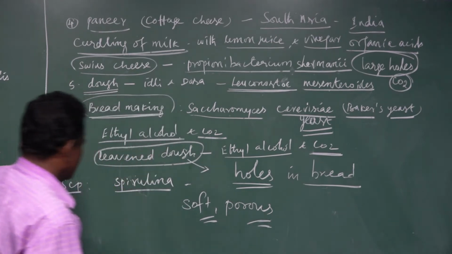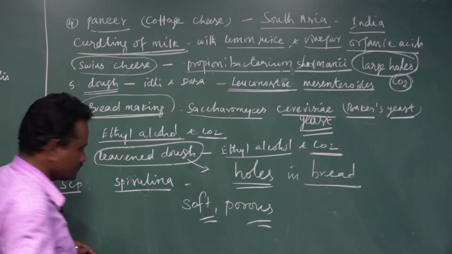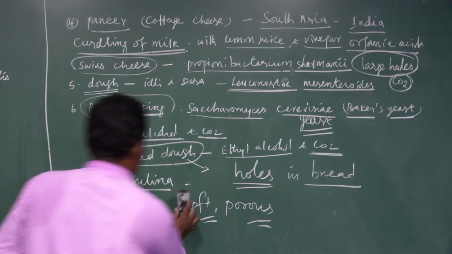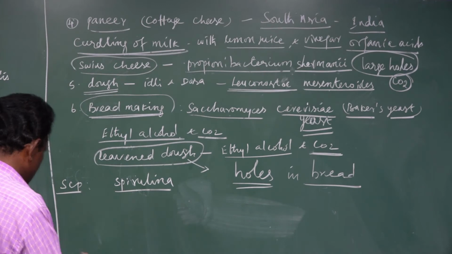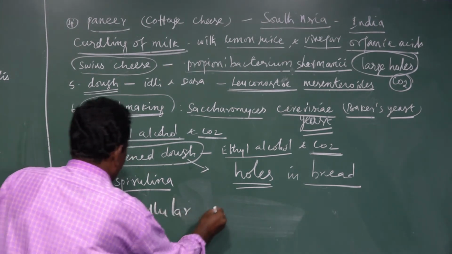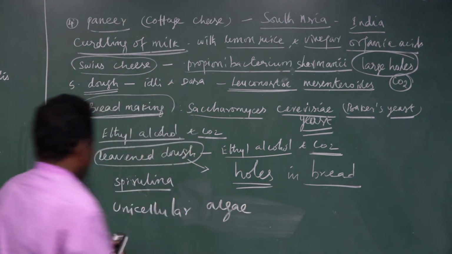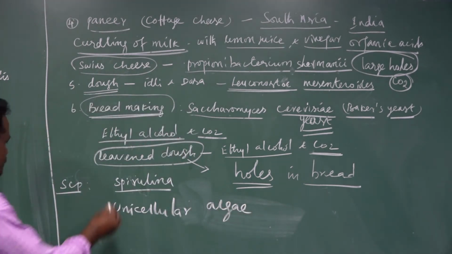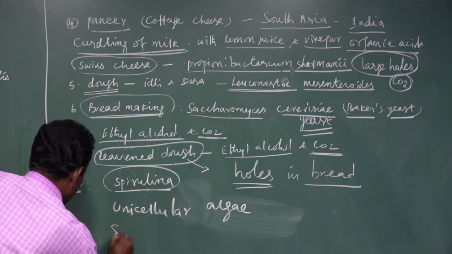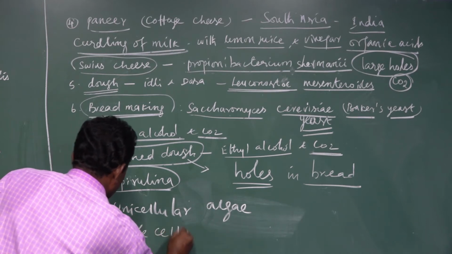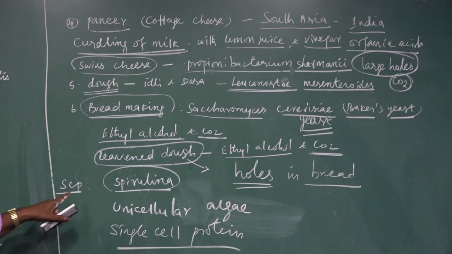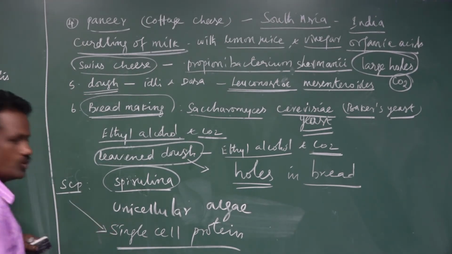Another one is called spirulina. Spirulina is a unicellular or single-celled algae. From this spirulina, the protein obtained is called single cell protein. It is called SCP. SCP is nothing but single cell protein.